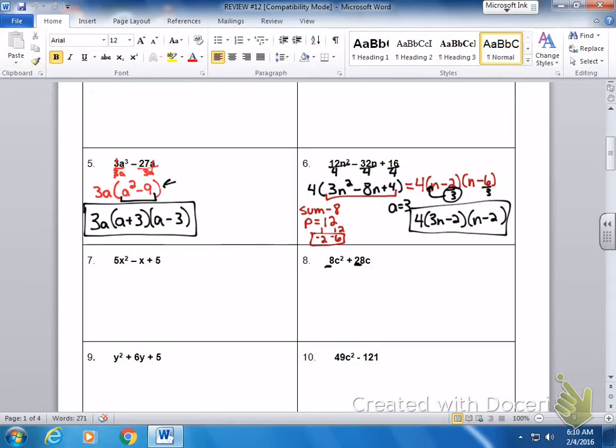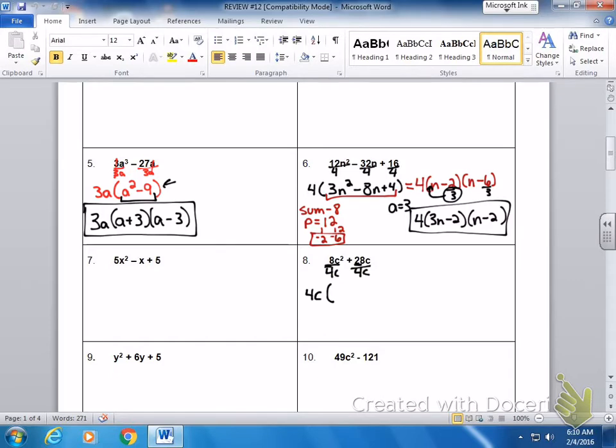So it could be 2, 4, it could be 8. 8 won't go into 28, but 4 does. So I'm going to pull out a 4. And then both of them have a c, but the lowest exponent is the first, so I can pull out a c as well. I divide both of my terms by 4c.